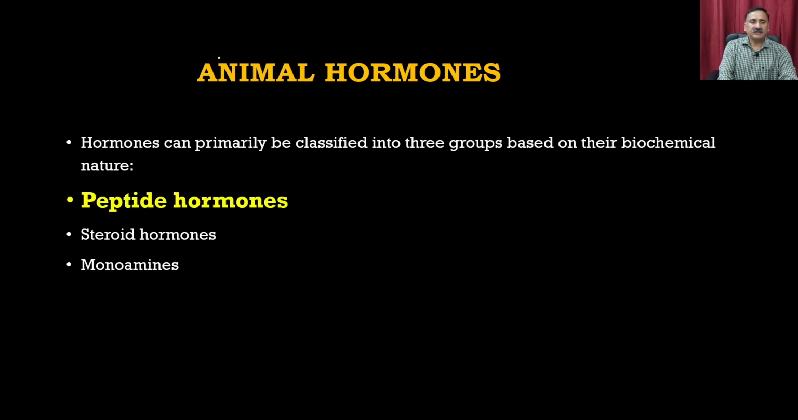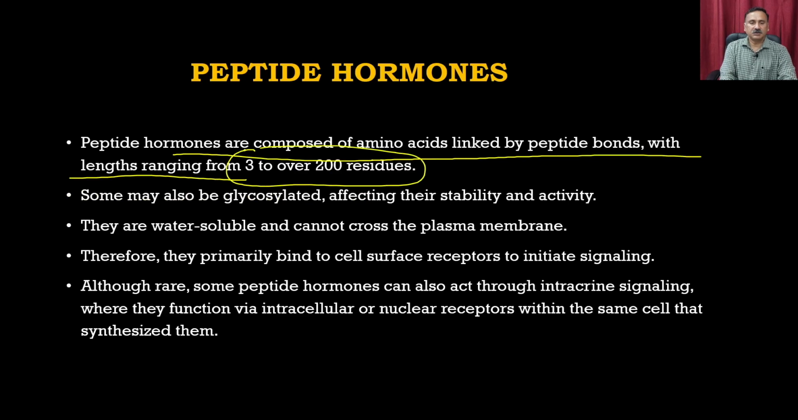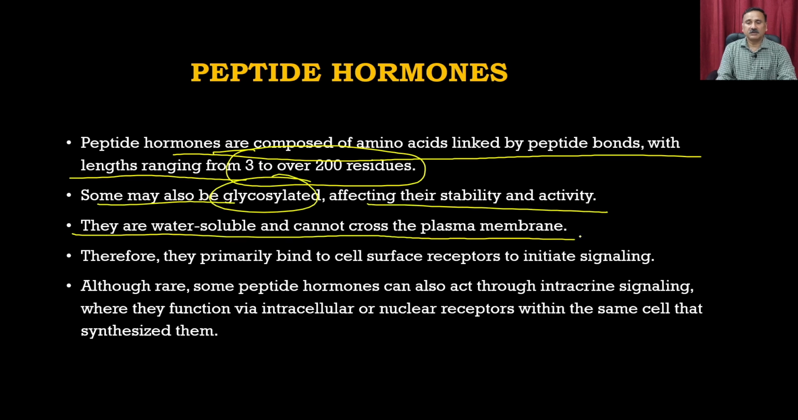Now, based on the chemical nature, the hormones could be of three different types. It could be peptide hormones, steroid hormones, or monoamines. So let's talk about the peptide hormones. The peptide hormones are composed of amino acids linked by peptide bonds, with length ranging from 3 to 200 residues. Sometimes they may also be glycosylated, affecting their stability and activity. They are water soluble and cannot cross the plasma membrane.